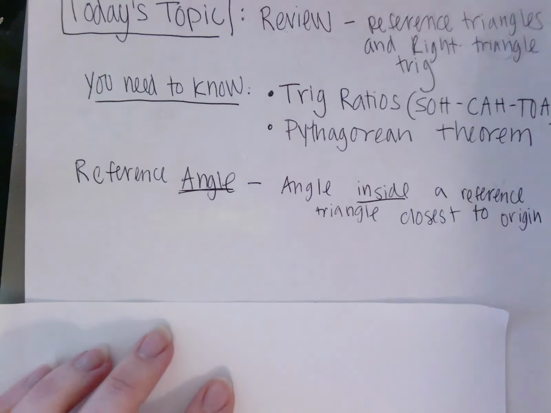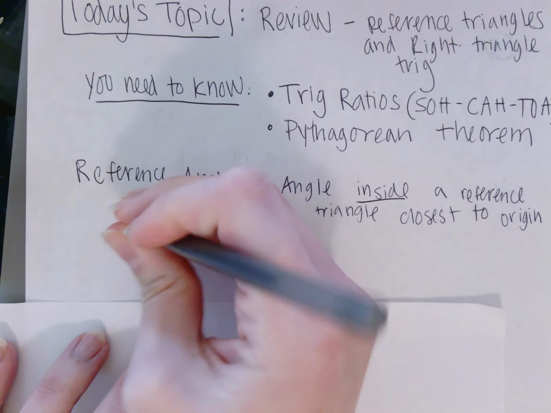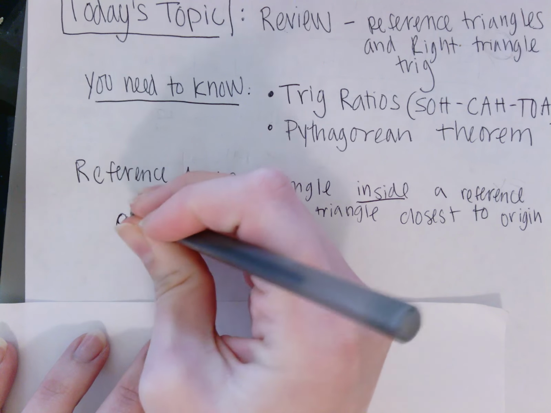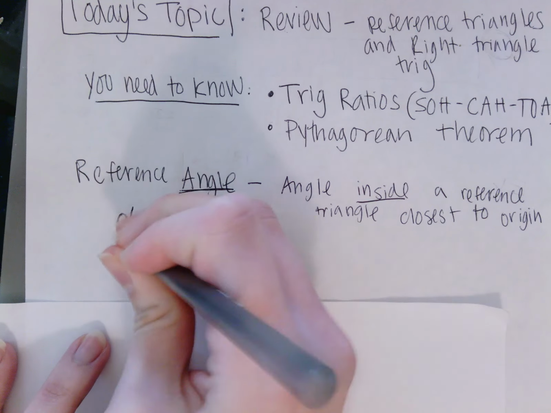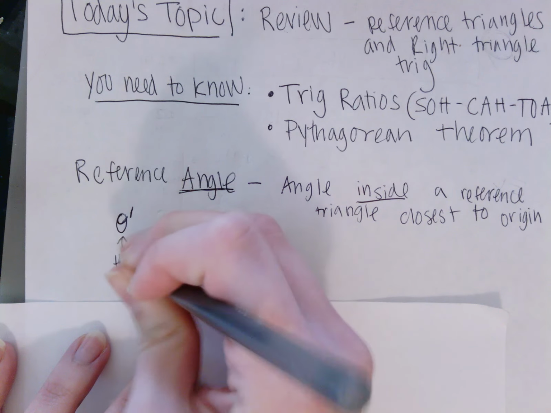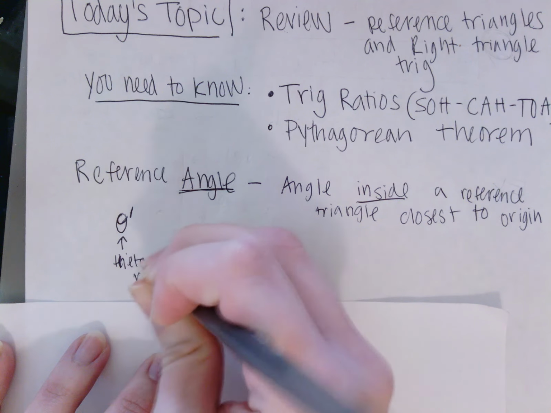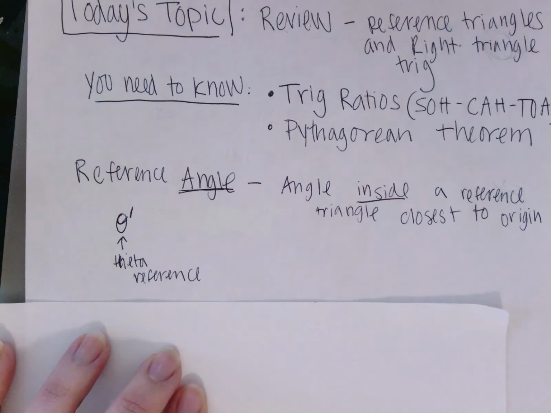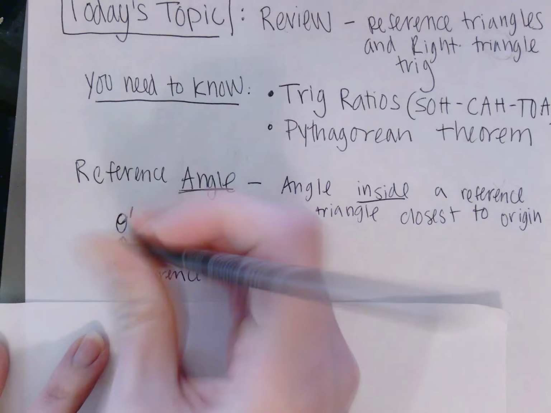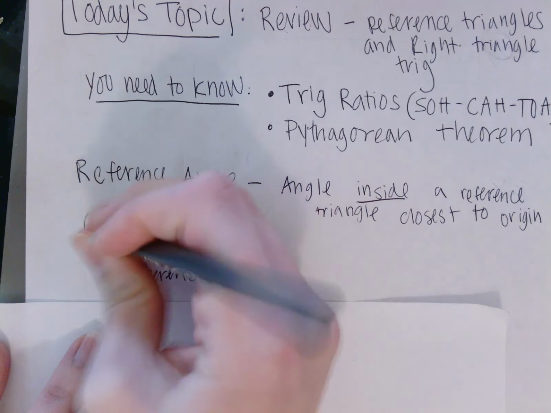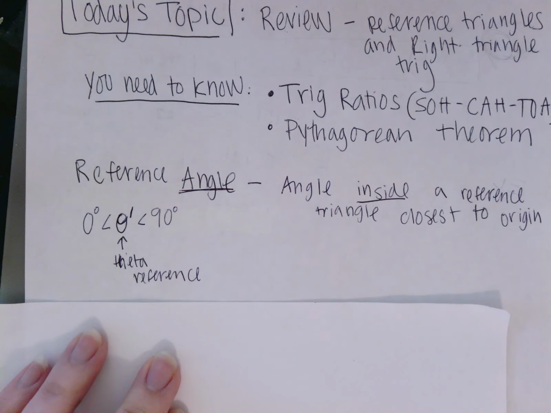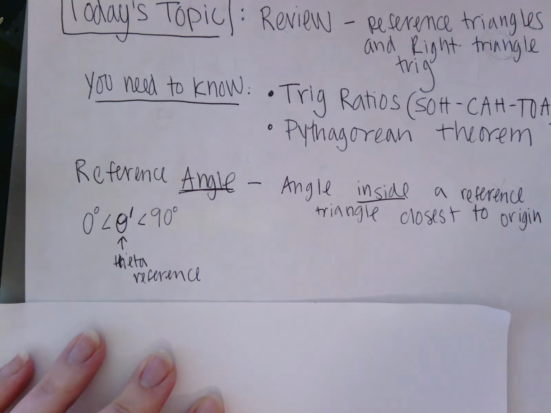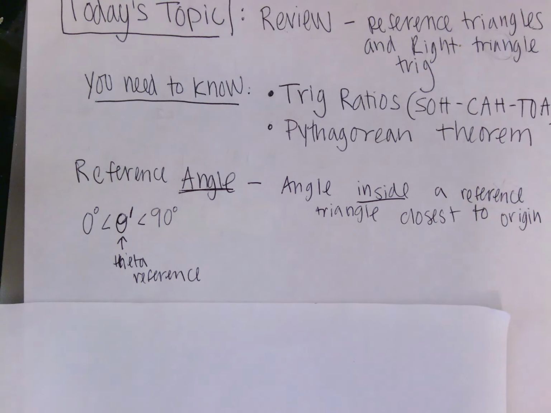We use the symbol for a reference angle, theta prime, or theta reference. We read this as theta reference, and your reference angle has to be between 0 degrees and 90 degrees, meaning a reference angle is an acute angle. All right, let's jump into our examples.